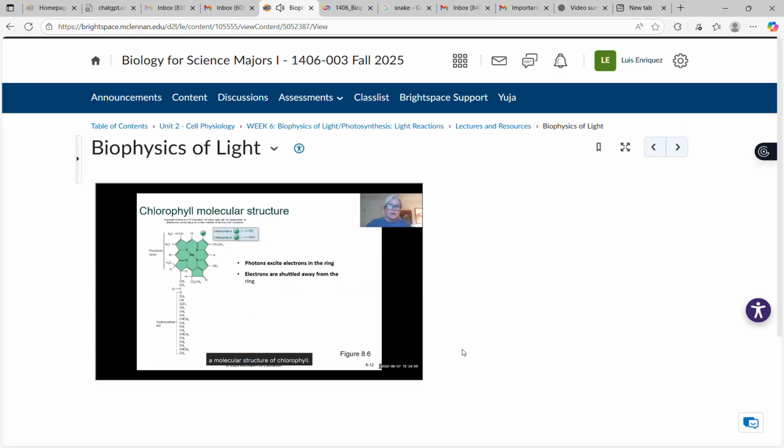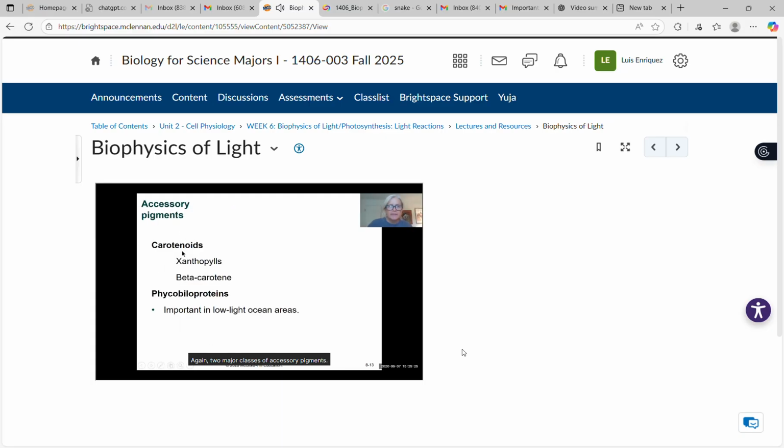Here's a molecular structure of chlorophyll. Notice it has these ring structures, the porphyrin ring, and a hydrocarbon tail. It's these ring areas that, during the photosynthetic process, capture so many photons of light that the electrons are going to be excited and kicked off, oxidized.